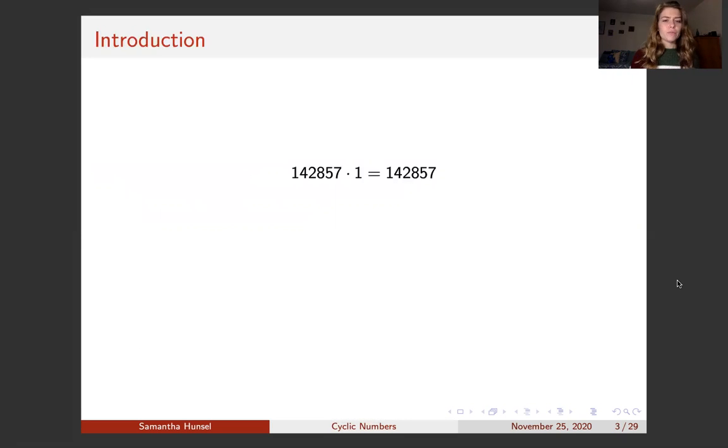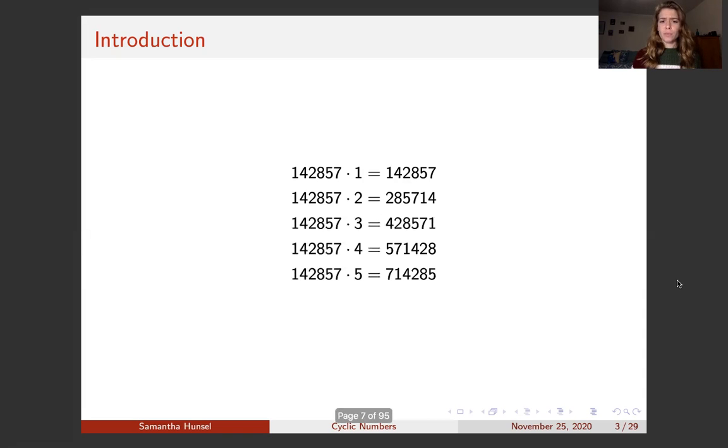And so if you were like me in school, you may have gotten bored in class and you may have fiddled around with a calculator, which I certainly did. This example is something you may have come across. 142,857 multiplied by 1 is itself, but when I multiply it by 2, I get 285,714. What's interesting about that is that it is just the same digits, 1, 4, 2, 8, 5, and 7, just in a different order.